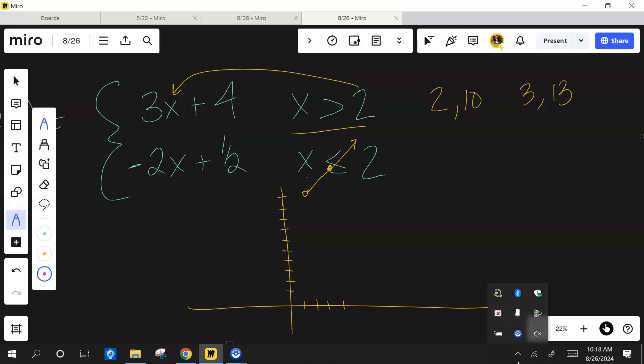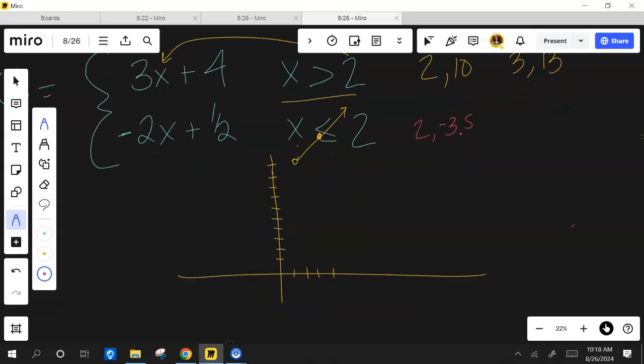Are you on the bottom one? All right. Yeah. When I plug in 2 here, I get negative 4 plus a half, which would be negative 3.5, right? So 2, but it's a solid dot this time. Why is it a solid dot? There's a line under it. Now I need an x that's smaller than 2. 1. If I plug in 1, I get negative 1.5, right? 1, negative 1.5, and it goes in this direction.